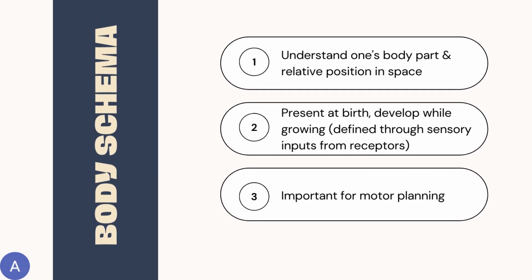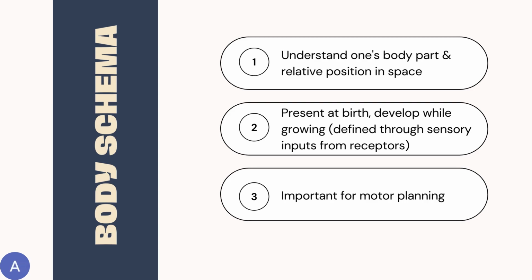Let's start with body schema. Body schema is the ability to understand one's body parts and their relative position in space. In simple words, it is the ability to know your body parts, their location, and how you interact with the environment. For example, if you notice an object high above the ground, in order to take it, you know that you need to use your arm and your hand, push a bit, and then reach out to get the object. That is the awareness of your body parts and how you move them to get the object.